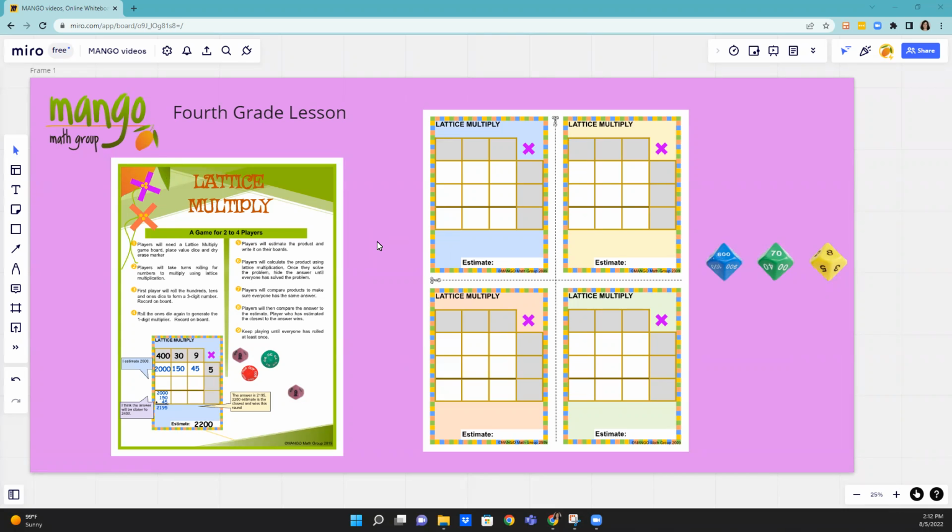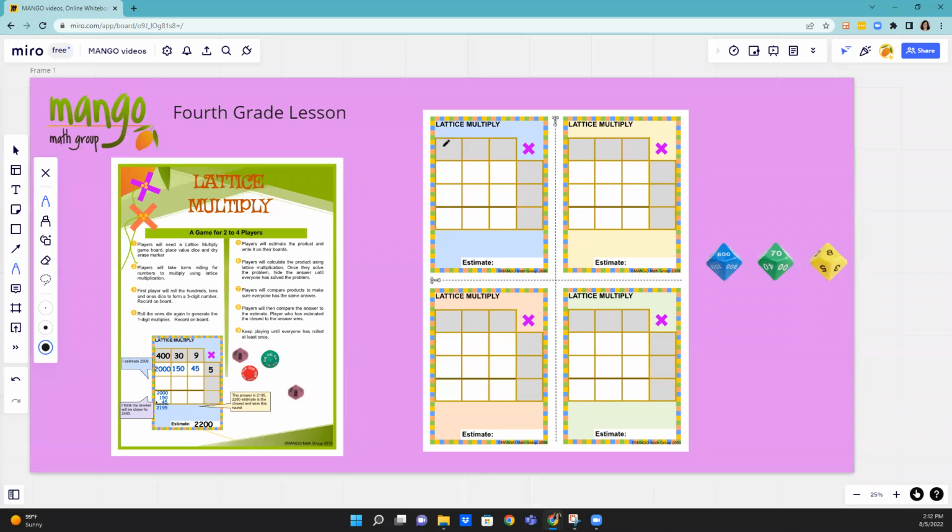This game gets students multiplying a single digit number into the hundreds place. To play, all students will start using the same number. In this case, they're going to roll 3 dice, which gives them hundreds, tens, and ones place. They're going to write that number on their board.